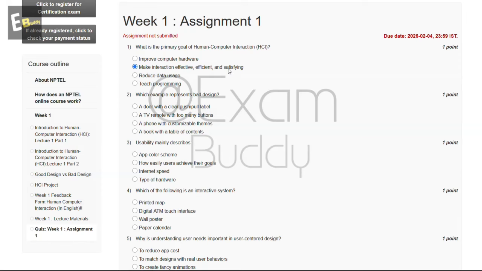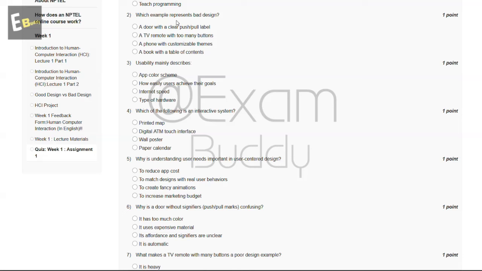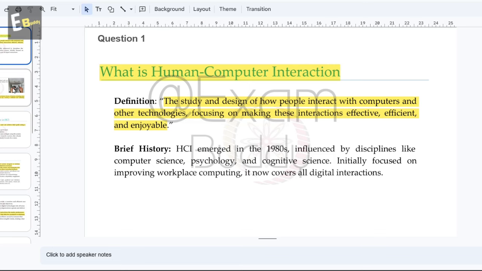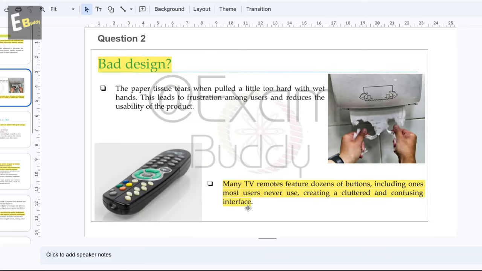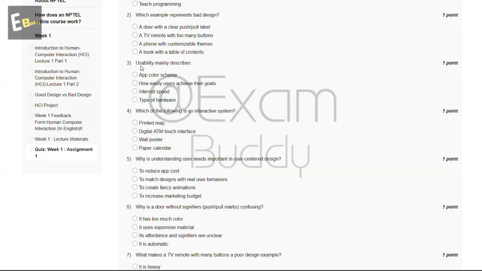And now let's go to our question number 2. Which example represents bad design? So these are the options. And now let's check the explanation. So explanation says bad design. Many TV remotes feature dozens of buttons, including ones most users never use, creating a cluttered and confusing interface. So the answer of our second question is B. A TV remote with too many buttons.